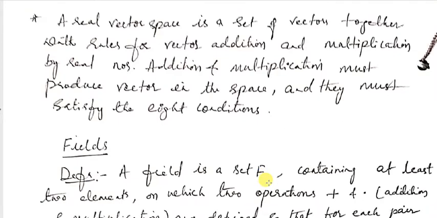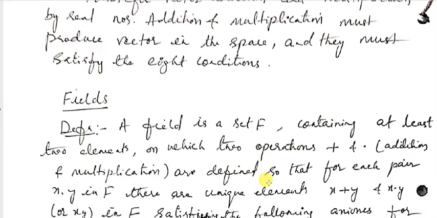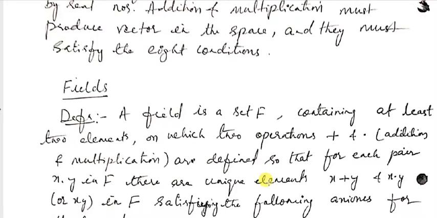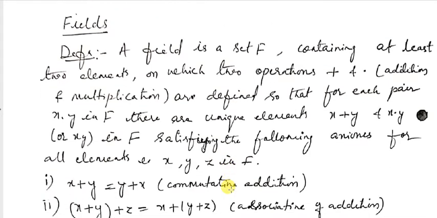So before defining the vector space, first let me define fields. What is a field? A field is nothing but a set F which contains at least two elements on which two operations, plus and dot, that is addition and multiplication, are defined, so that for each pair x, y in F there are unique elements x plus y and x dot y, or xy, in F satisfying the following axioms for all elements x, y, z in F.